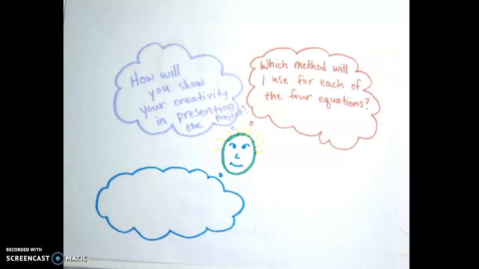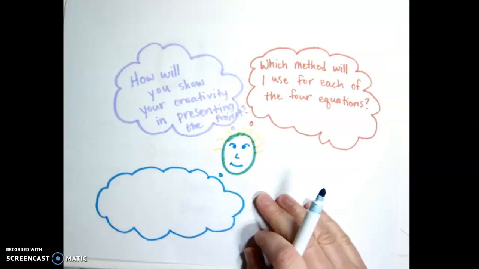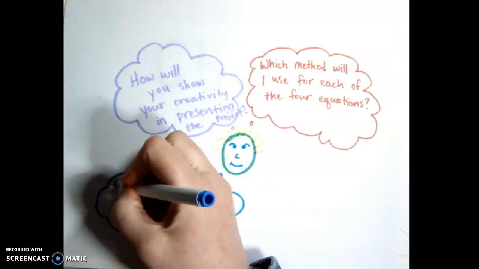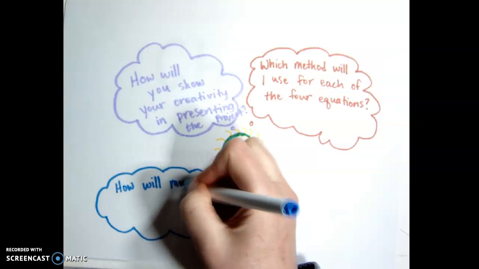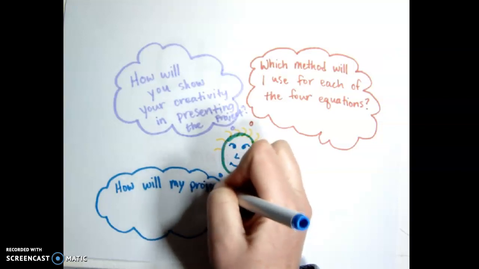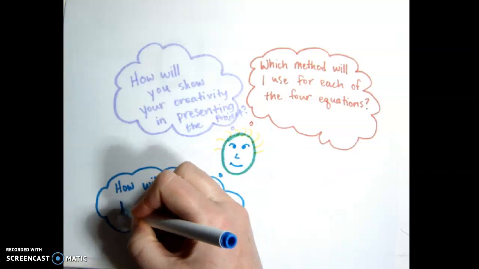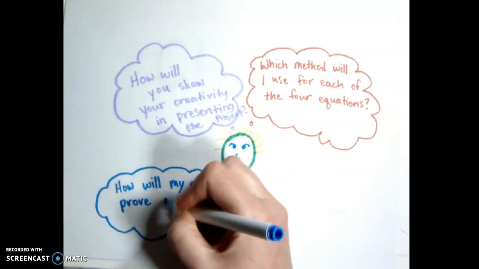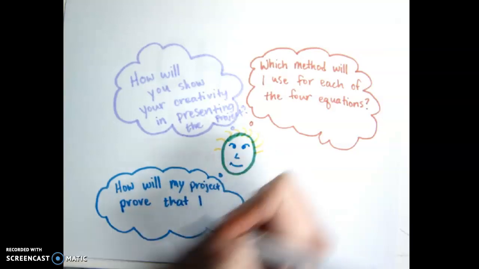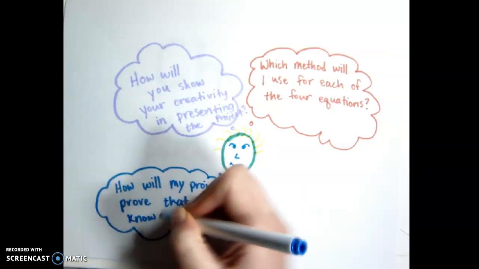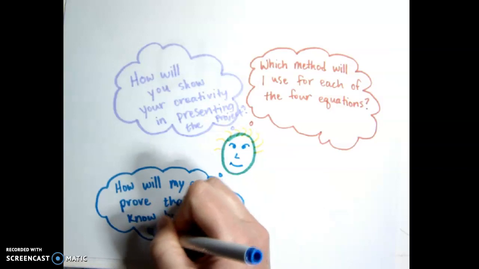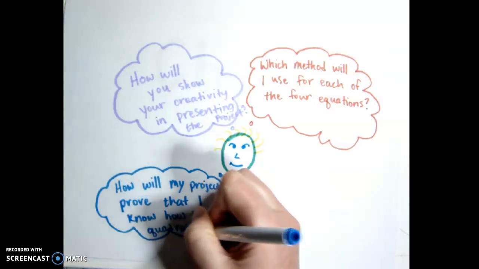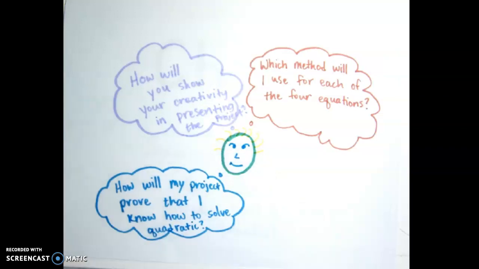The third question that I want you to be thinking about is: how will my project prove that I know what I'm doing? I want this to be a guiding question as you're working. How will this project be proving that I know how to solve quadratic equations?